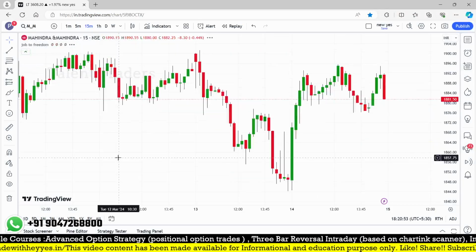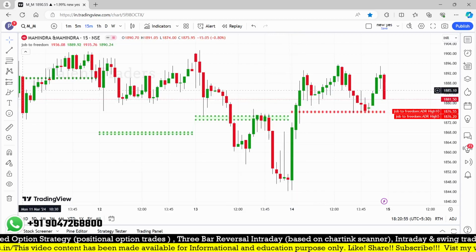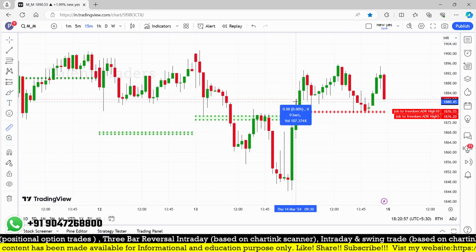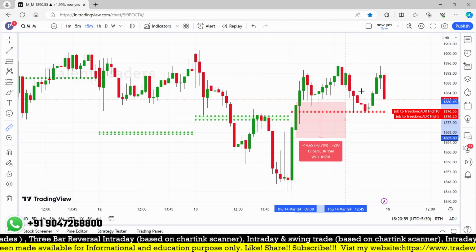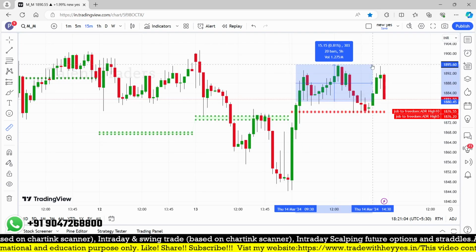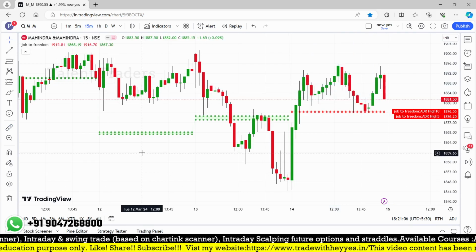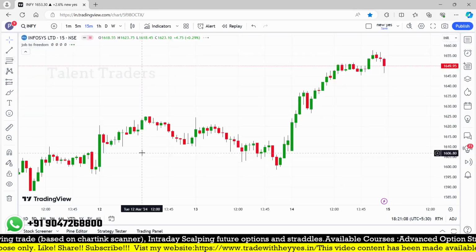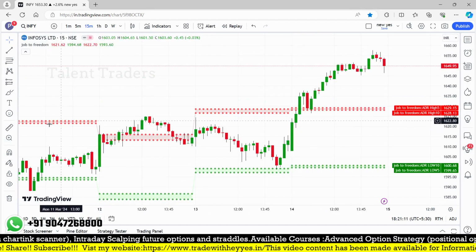M&M, which you are going to see already, is also the second candle. From that point, less than 1%, we are looking for an opportunity at 78, and at maximum it moved near 80. So 1:1 it has already given. Another one is Infosys, which you are looking at, and this is the third candle breakout.